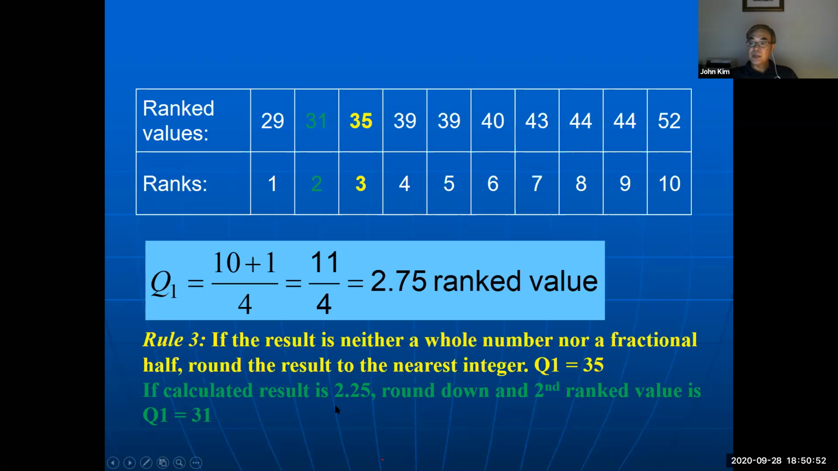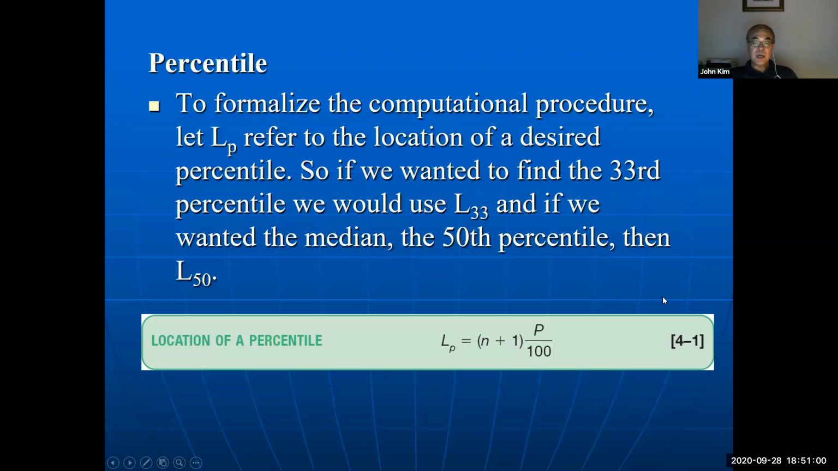If the result is like 2.25, round down. And percentile, similar to quartile, using this formula we can get a percentile, like 90%. So upper 90%, that means the top 10%, something like that. So using this formula, we can get it.